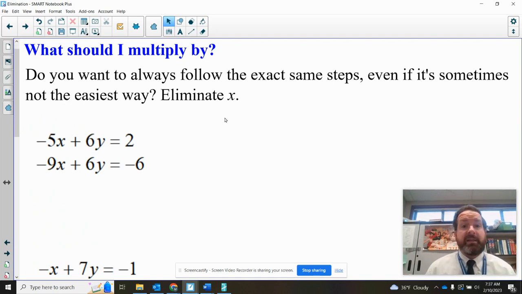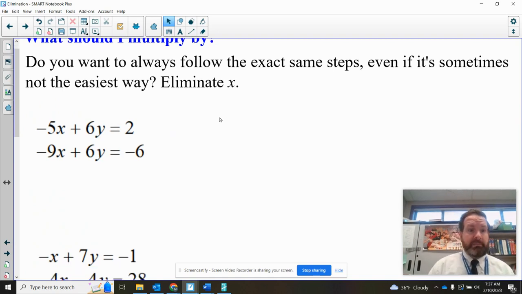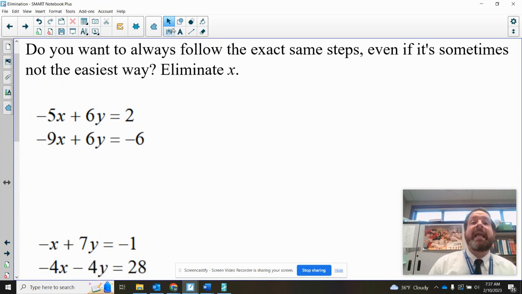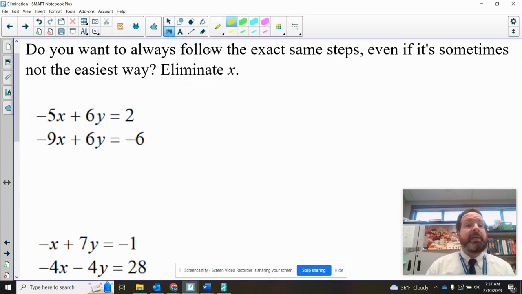We're simply going to take the x's and eliminate them. They're the ones that are written here in the front, so they're the ones we're going to deal with. And here's what I would like you to do. The easiest and simplest way is to take a look at the numbers that are currently in front of the x's. What you're going to do is you're going to multiply the top equation by this bottom number, and you're going to multiply the bottom equation by this top number. That's going to give you your opposites.